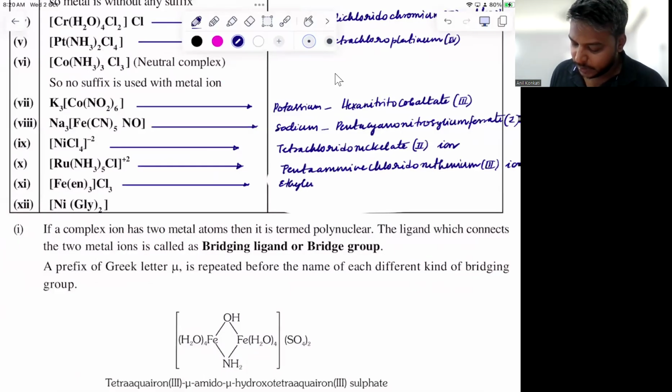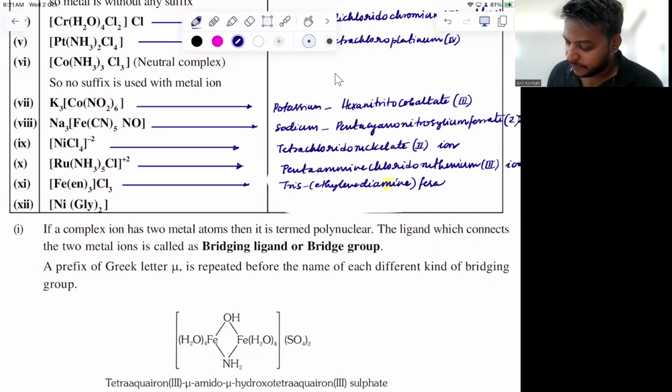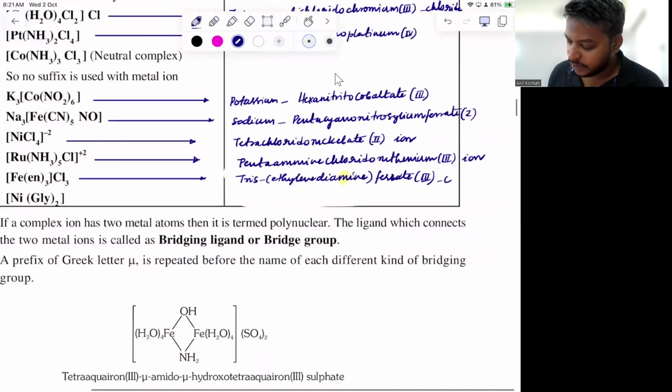Ethylene, right? So there are 3 of them. So what should we write? Tris, correct? Right, tris. Tris ethylenediamine. Only one M, important. Okay, here it is only one M. Tris ethylenediamine with ferrate. Ferrate 3, outside chloride.